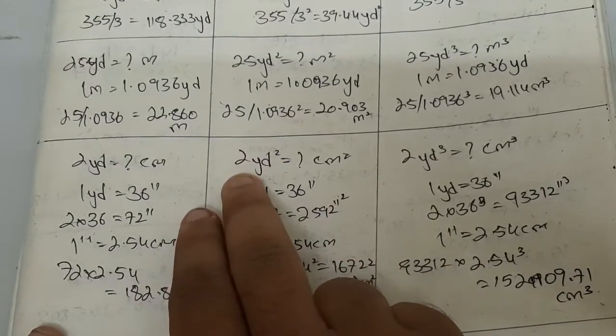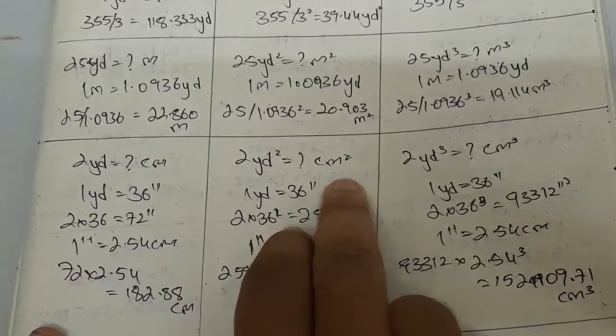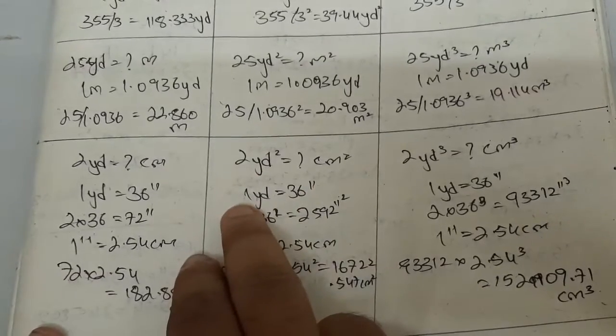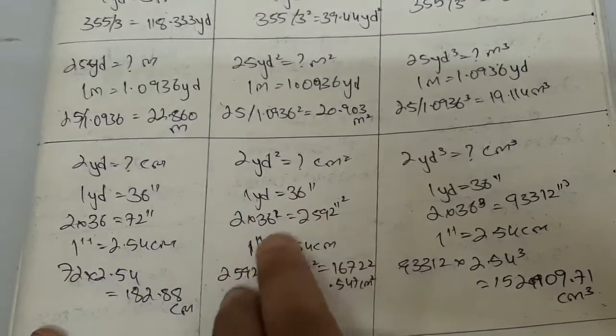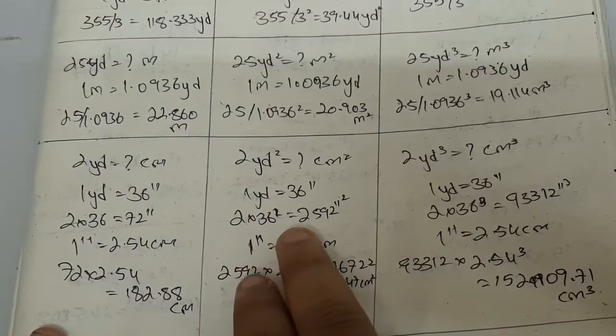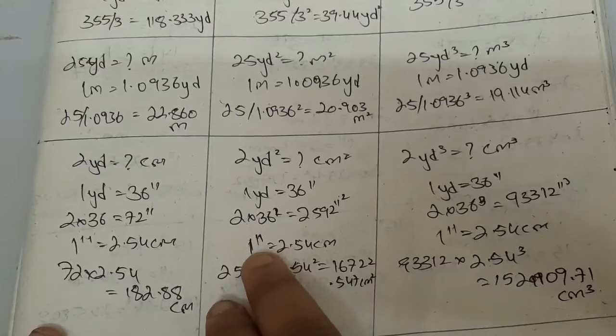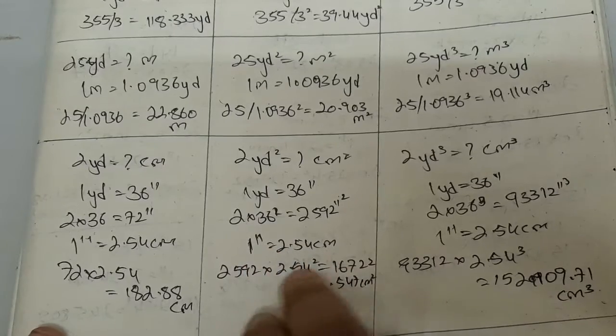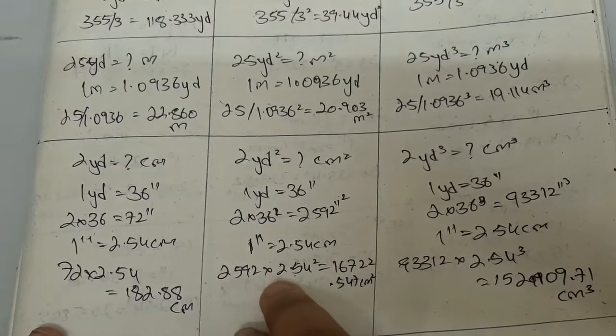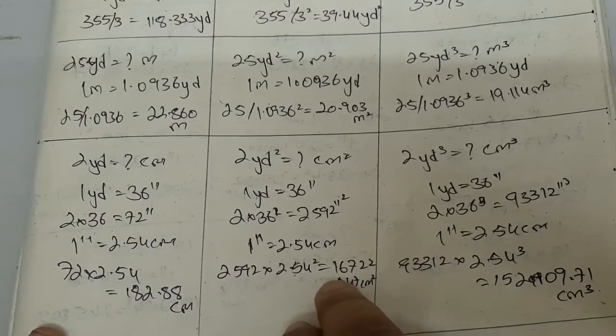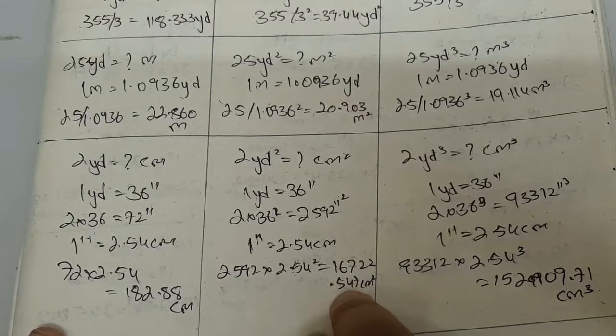We have 2 yard square is equal to how many centimeter square? So 1 yard is equal to 36 inches. 2 into 36 square gives us 5184 inch square. Now since 1 inch is equal to 2.54 centimeters, that multiplied by 2.54 square gives us centimeter square.